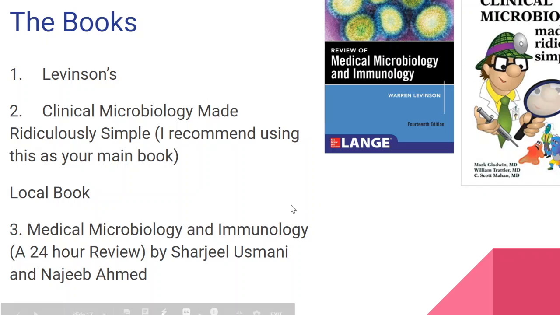You are going to need to know the genetics behind different bacterial processes, like transduction, transformation. Those are important concepts. But most of the little bugs you can even learn through lecture slides, and some appear in Pathoma as well. Another book that may be helpful is Medical Microbiology and Immunology by Sharjeel Osmani and Najib Ahmed.